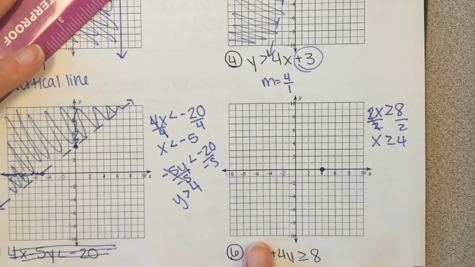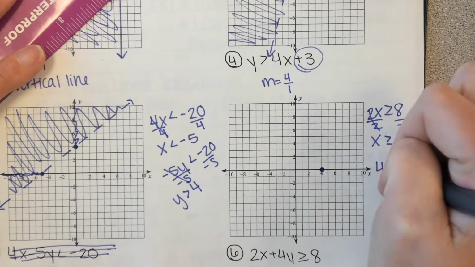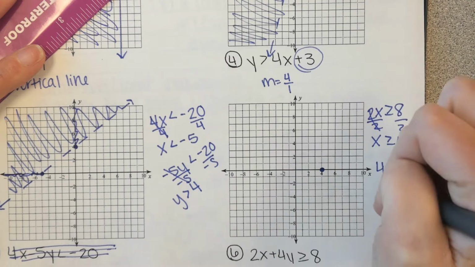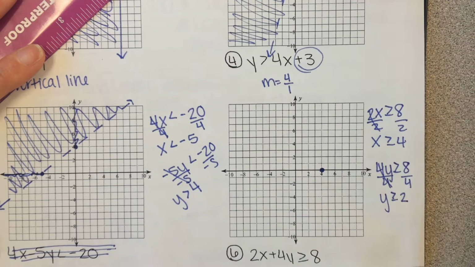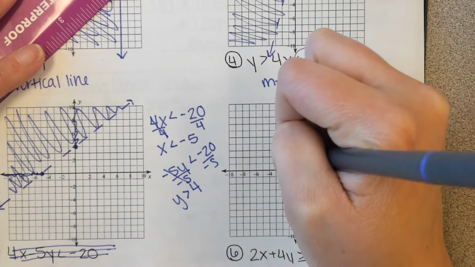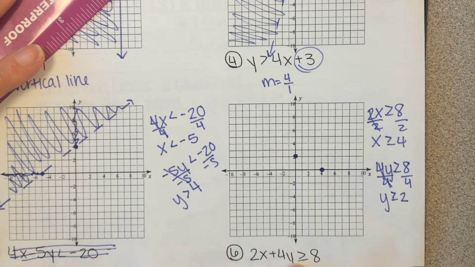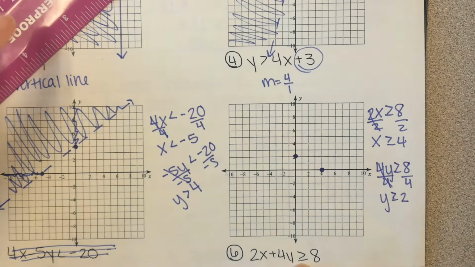Now let's do the other side. Cover up the x. We've got 4y is greater than or equal to 8. And we divide by 4, and we get y is greater than or equal to 2. So I go to 2 on the y. Am I going to have a dotted or solid line? Solid.